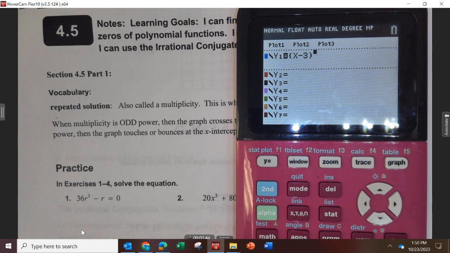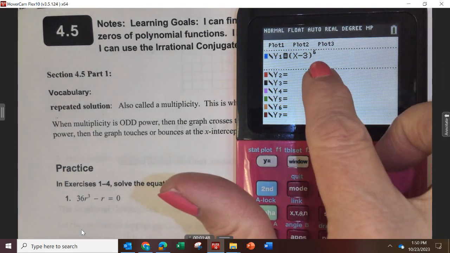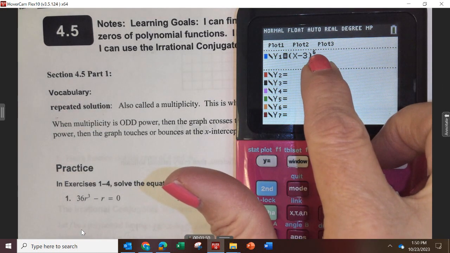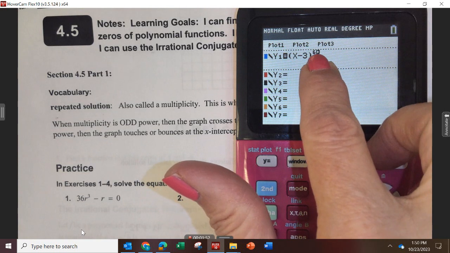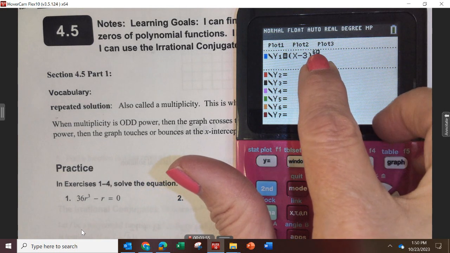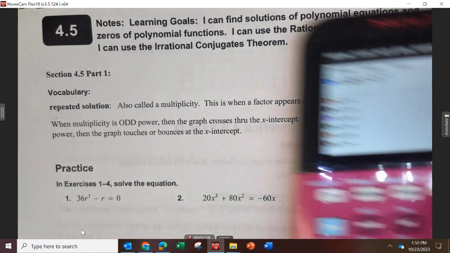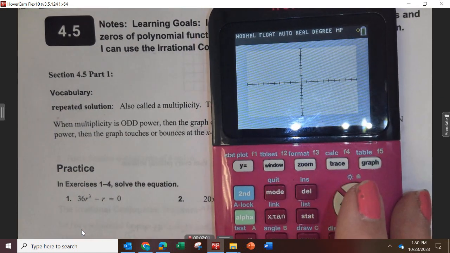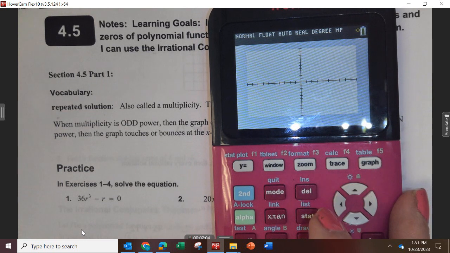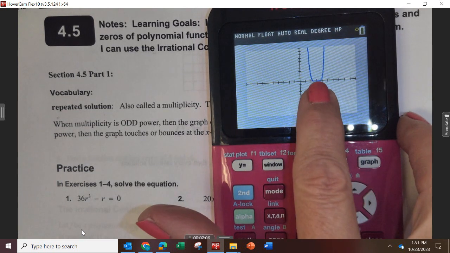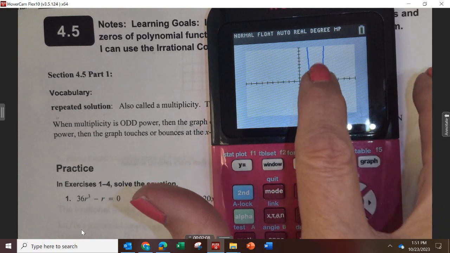Do you think it's going to bounce or go through it? Is 6 even or odd? It's the power. Is 6 an even or an odd number? It's even. So when it's even, it should touch or bounce. And we'll see what happens. You can see how it's still a solution, but see how it bounces up?